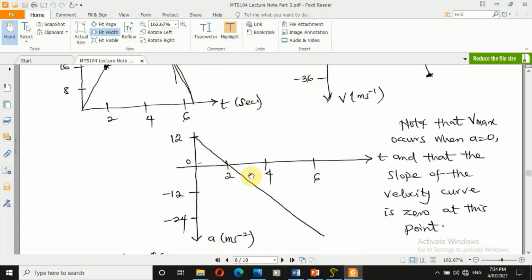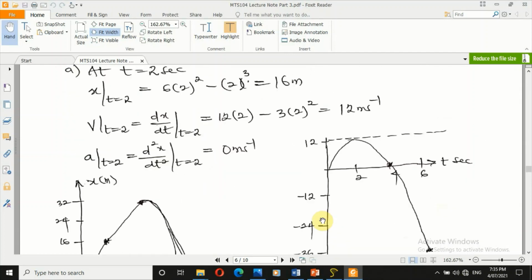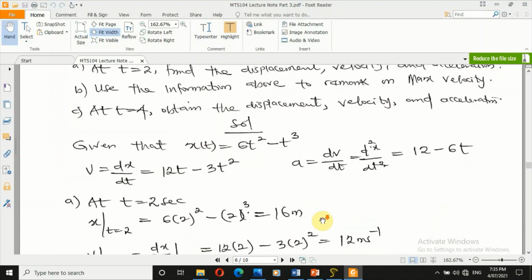Now let's proceed again. The graph of acceleration, look at the graph of acceleration now. A simple straight line graph. What is the slope of this straight line now? Who can tell me the slope? The slope is -6. Look at it. The slope of that line is -6. The slope of the acceleration time graph is -6. Minus means that it is a negative value.